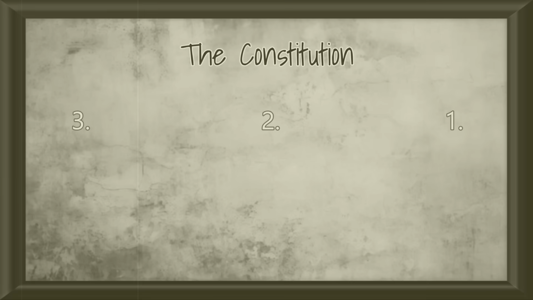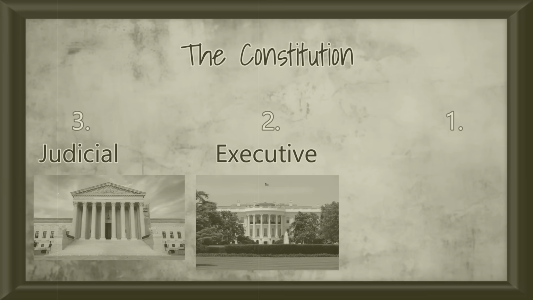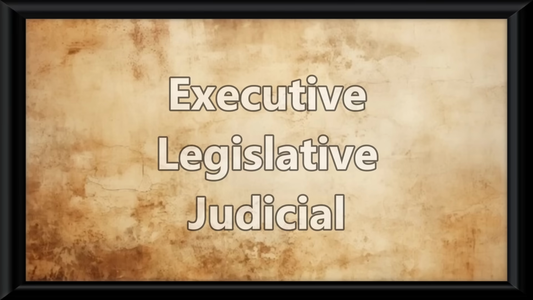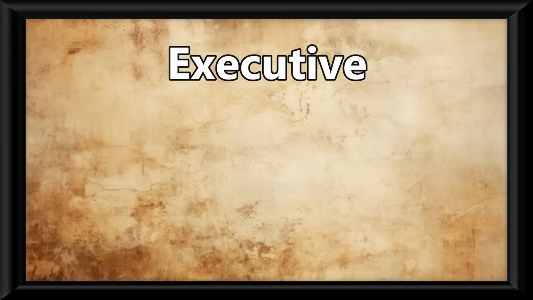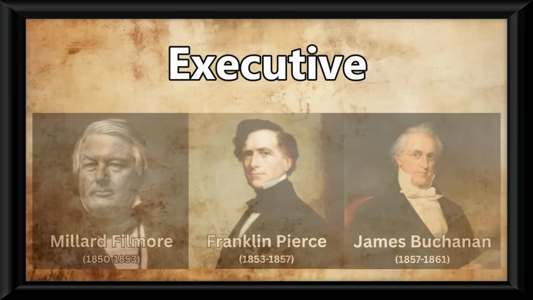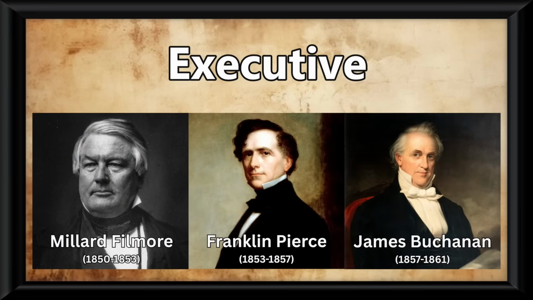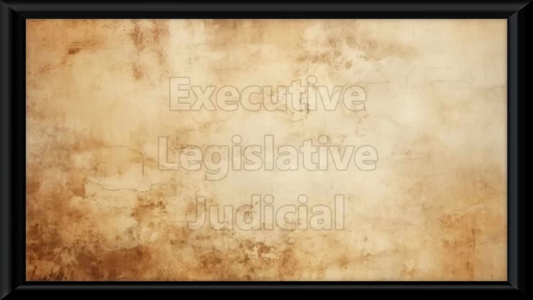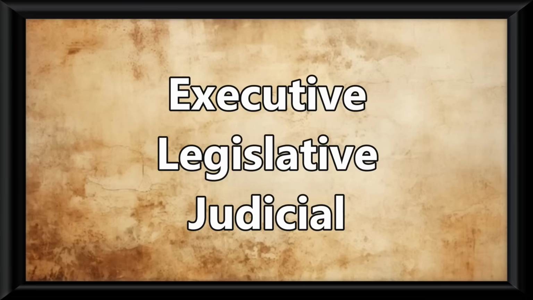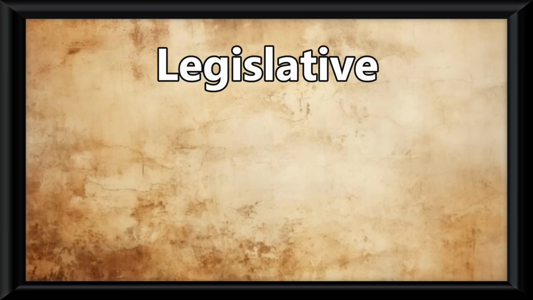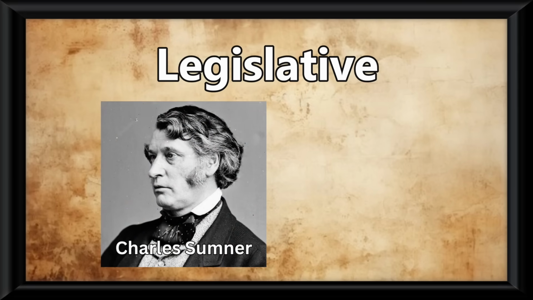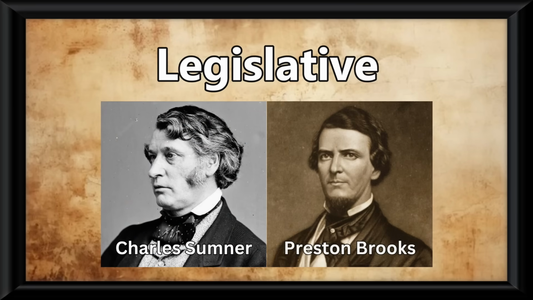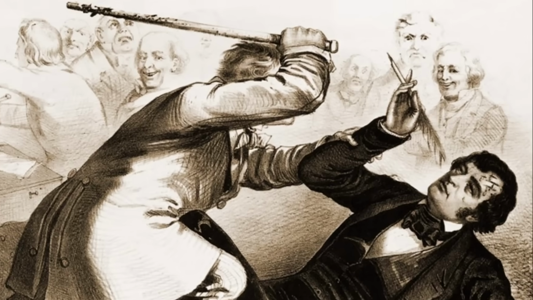We know from the Constitution that the US needs 3 branches of government to function, so let's look at each of them right now. First, the executive. Leading up to the Civil War, we see a collection of weak presidents that did nothing truly notable to address the issue of slavery. Okay, so the executive branch is a no-go, but let's try the legislative. Well, here in the Senate, Charles Sumner gave a speech against slavery, which caused a Southern congressman named Preston Brooks to beat him within an inch of his life with a cane.